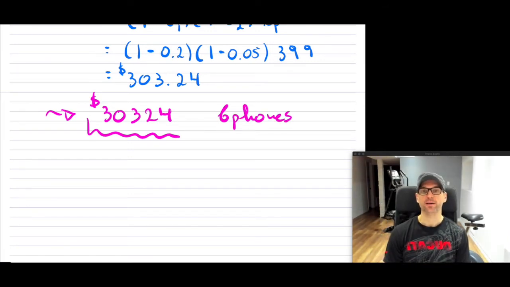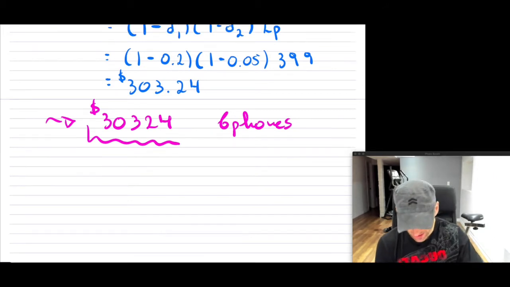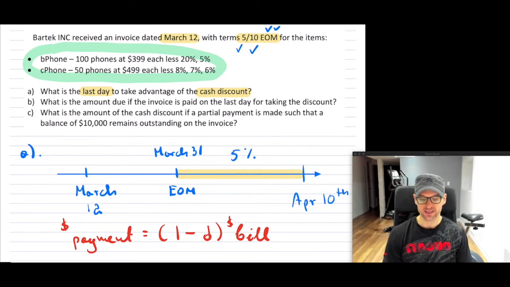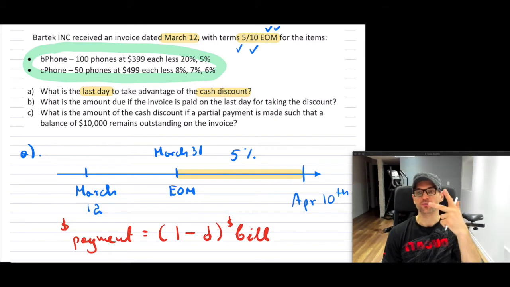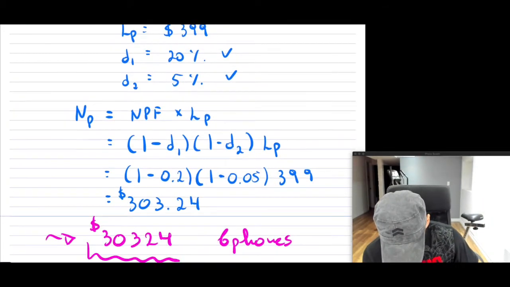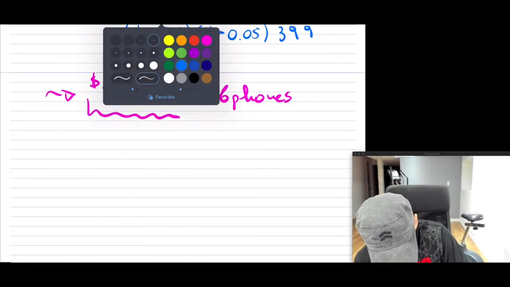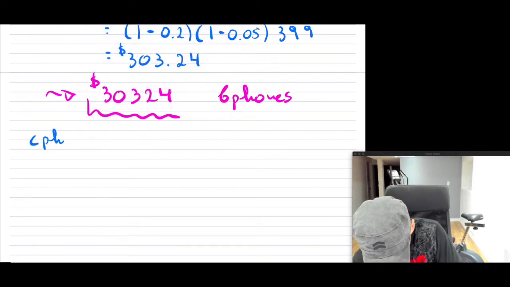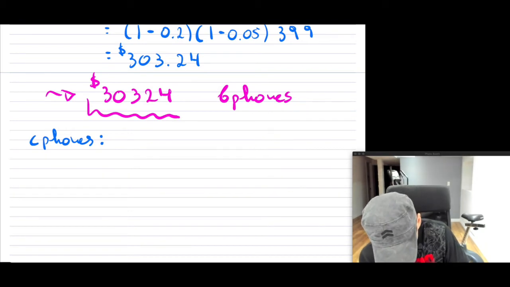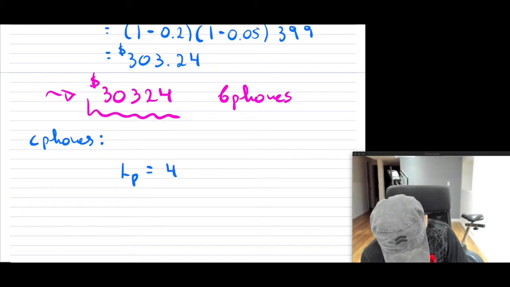That's that first item. Now we're going to repeat the same thing because we have to calculate the entire bill for the C phones. Now the C phones have a discount series of 3: 8%, 7%, and 6%. And they cost a little more. We bought 50 of them. Let's write that down. So C phones. Now I know I'm going to have to buy 50 of them. Now my list price, $4.99.